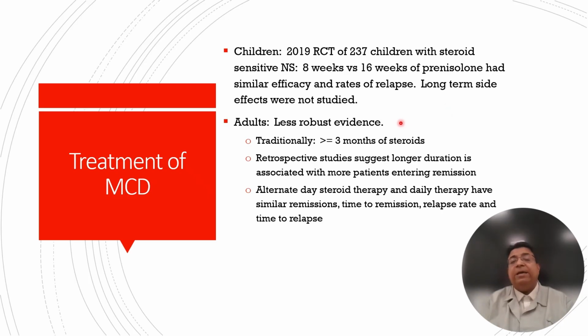In adults, the evidence is not so robust. Traditionally, minimal change disease has been treated with greater than or equal to 3 months of steroids. And retrospective studies suggest longer duration is associated with more patients entering remission. Alternate day steroid therapy and daily therapy have similar remissions, time to remission, relapse rate, and time to relapse.